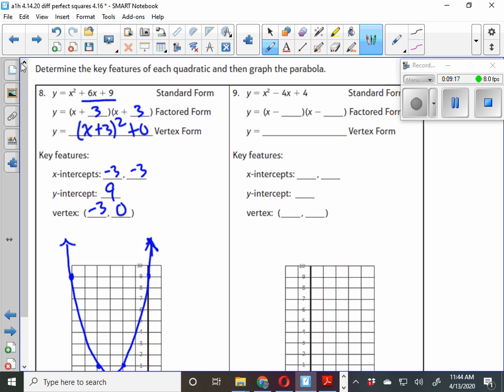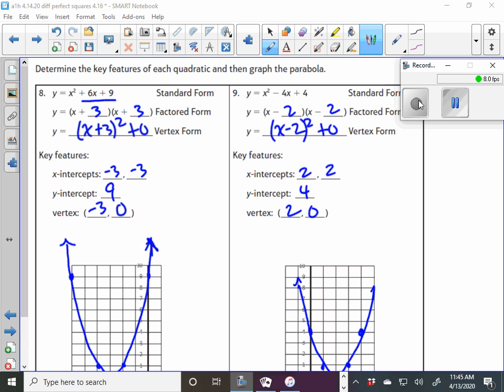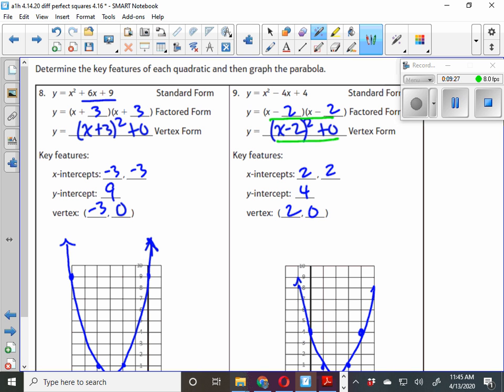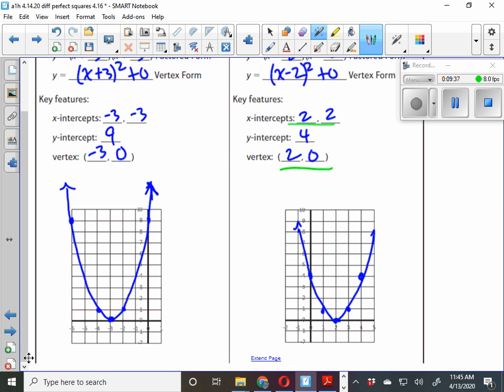I'm going to have you stop the video and do number 9. Okay, so again, negative 2, plus 0 means it's not shifting up. You got your x-intercepts, you got your y-intercept. Remember when x goes to 0, your vertex is here. You got 5 quick points, up 1 over 1, because this leading coefficient is 1. The y-intercept was 4, so this is symmetrical about that. And hopefully this is getting easier.